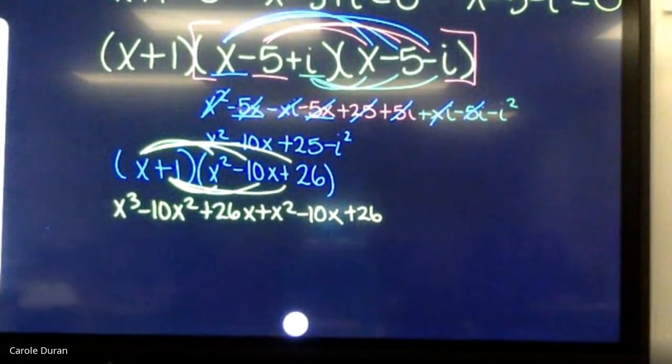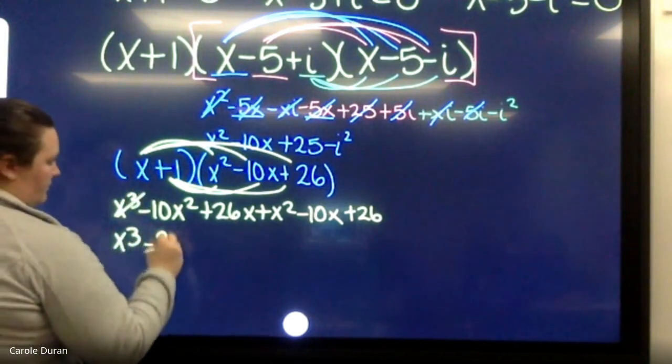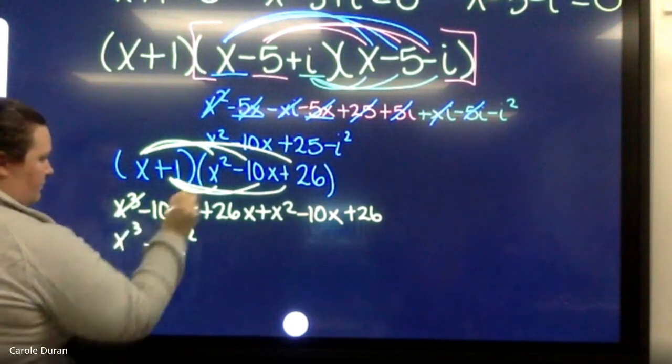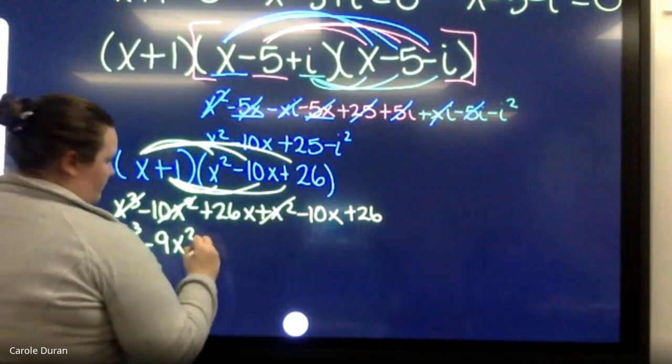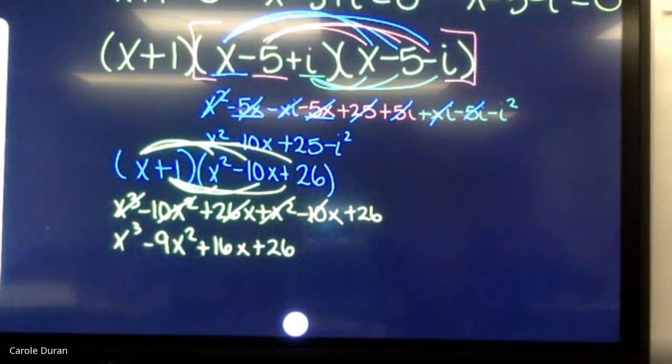And we will combine like terms and simplify. And once I get it simplified, I end up with the beautiful cubic equation that is x cubed minus 9x squared plus 16x plus 26. I am pretty sure that I'm right because I had 3 zeros to start with, and my answer was an x cubed, which means it's degree 3, so I'm good to go. Would that be the answer? Yes, this is the polynomial I was looking for.